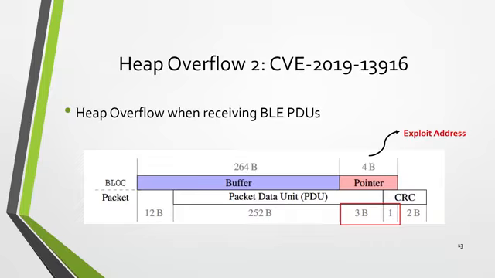The last three bytes of the packet data unit and the first byte of the CRC get copied into the pointer. This means an attacker can carefully craft the last three bytes of the packet data unit and manipulate the first byte of the CRC. Since the first byte of the CRC is derived from the packet data unit, an attacker can control what gets written into the pointer easily. So by exploiting this flaw, an attacker can overwrite the pointer to any arbitrary memory address. Once this happens, any incoming Bluetooth low energy packet will be written to that address, resulting in a write-what-where condition.